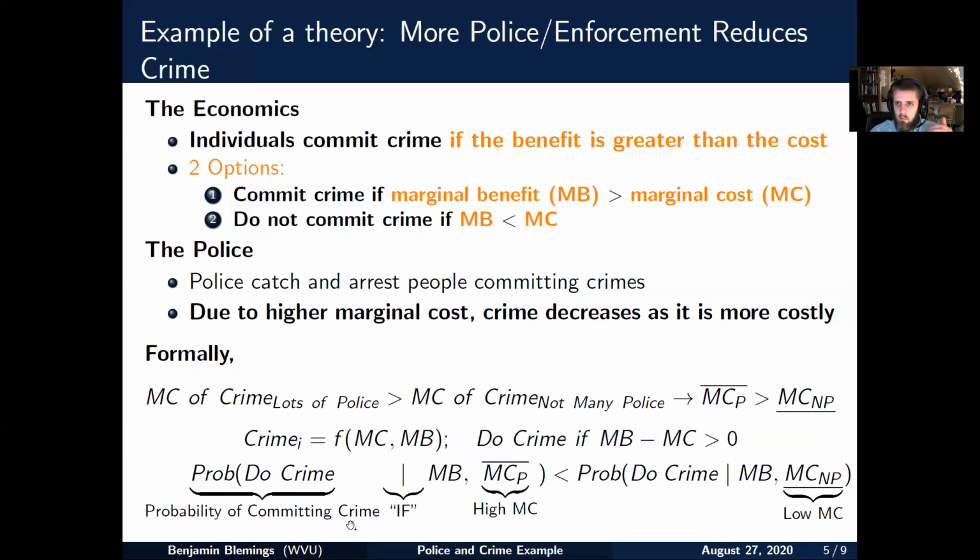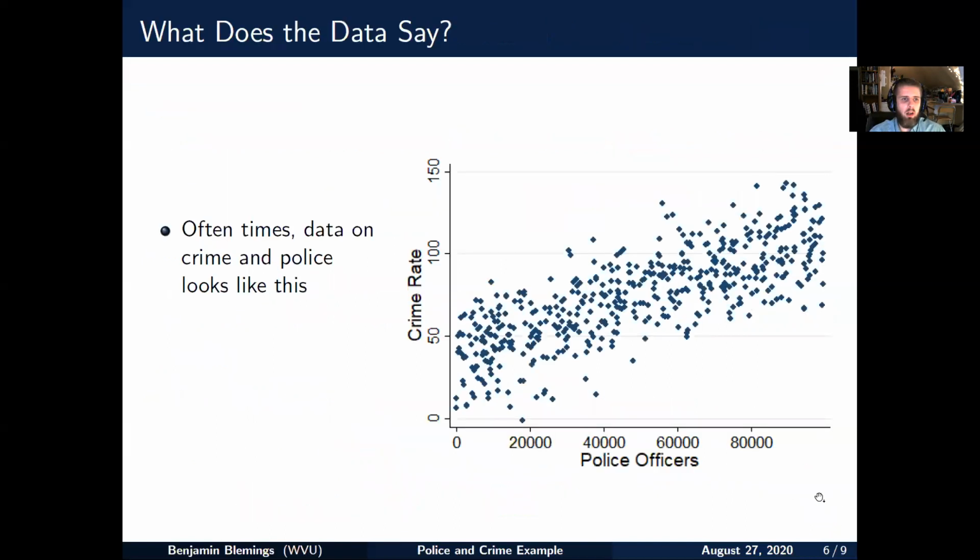This is how I will introduce maybe unfamiliar notation, with these brackets here. So the probability of committing a crime, conditional on a high marginal cost, is lower than the probability of committing a crime if there's not that many police, or a low marginal cost involved.